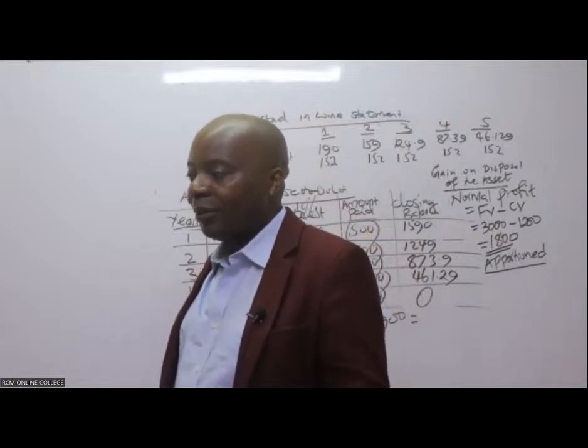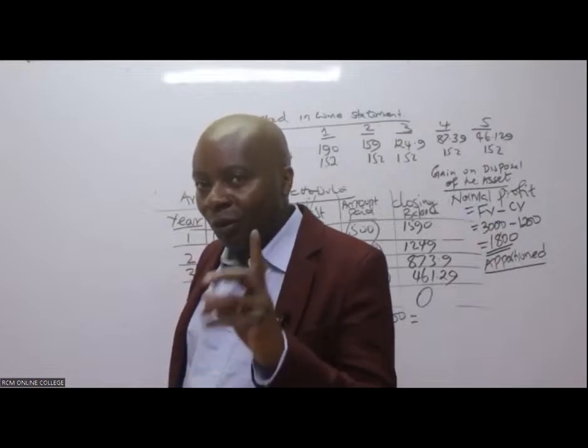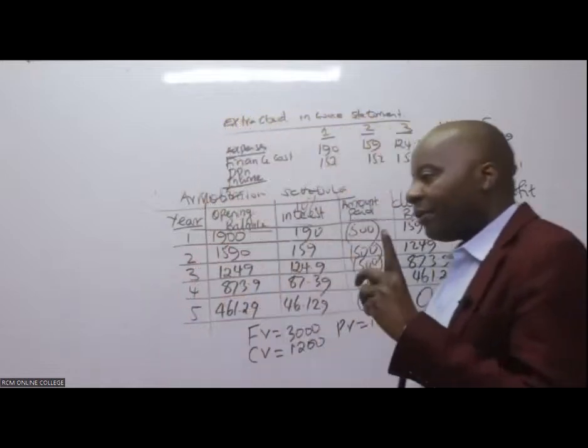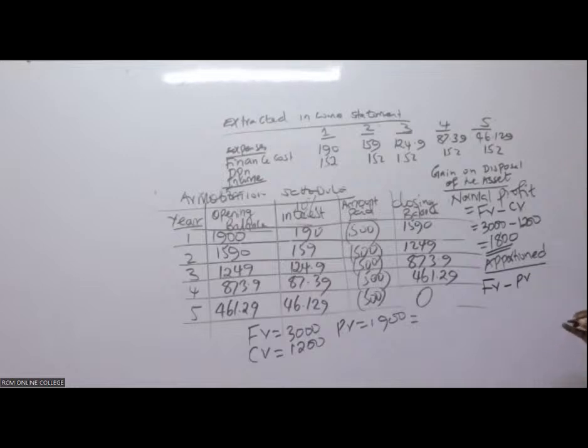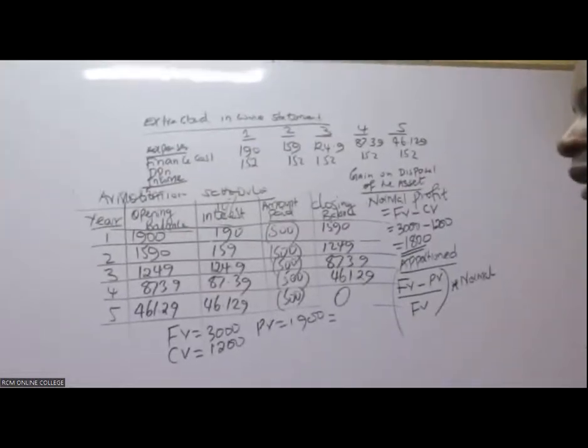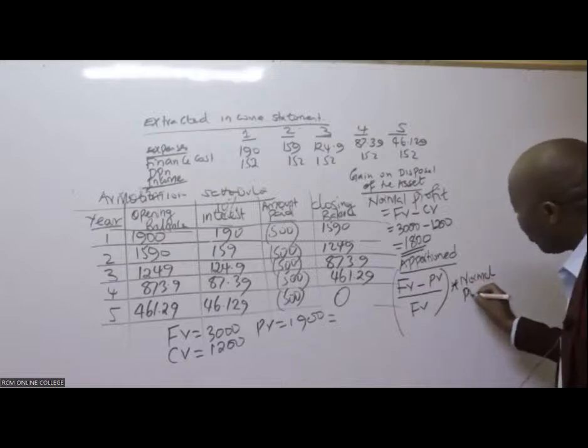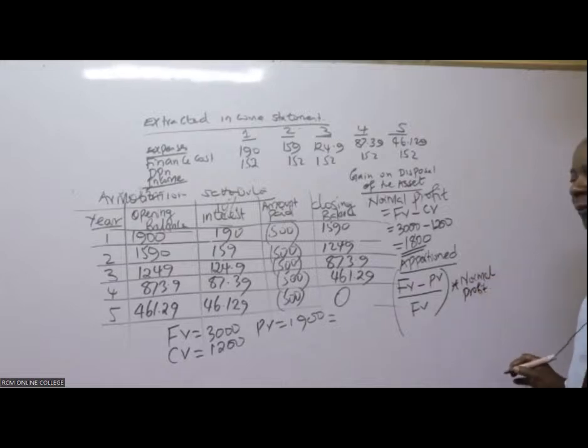If you remember, ladies and gentlemen, we have our apportionment formula. Not many students remember this apportionment formula. This time around, you use present value over future value. And then whatever we get, we multiply this with the normal profit.